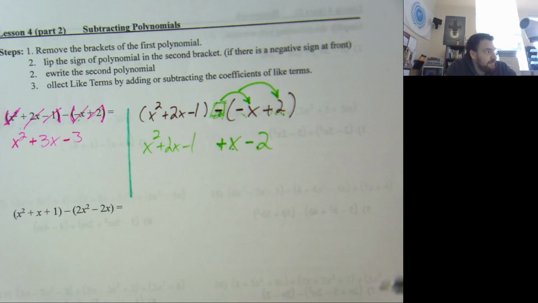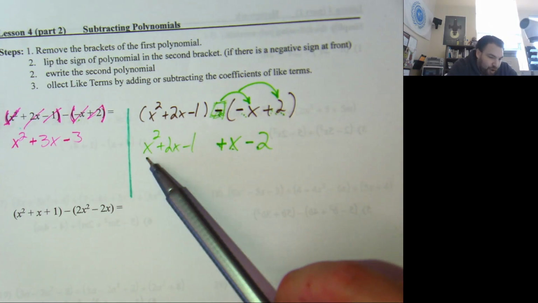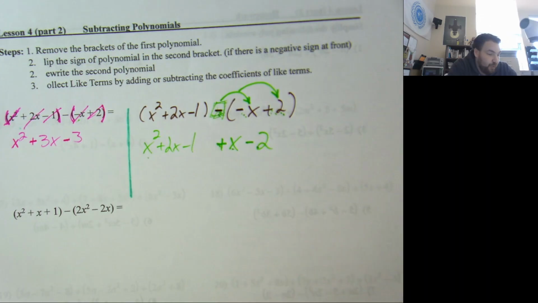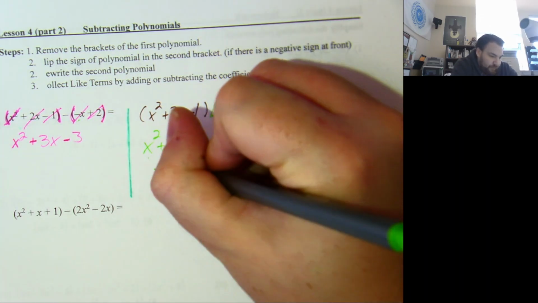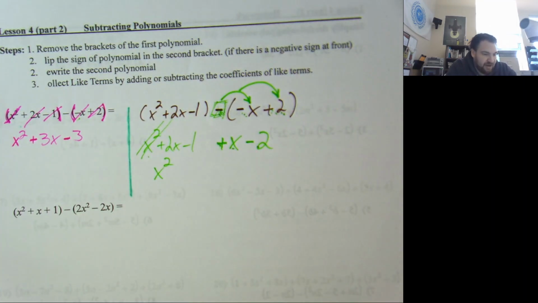Like terms have the same letters with the same exponents. So we're going to go for it. X squared, there are no other x squareds. And so when there's only one of something, we just write it down as is in our solution, cross it off, and move on.